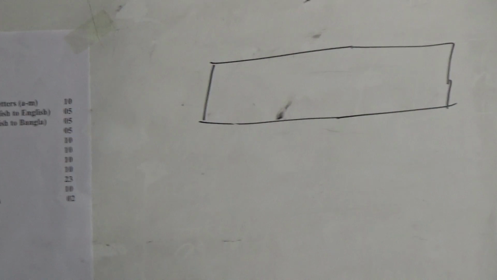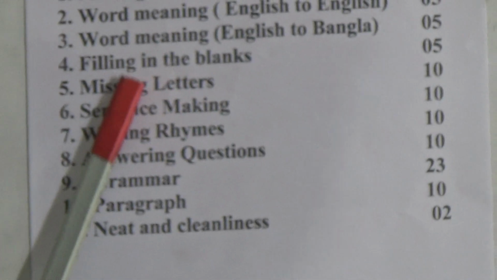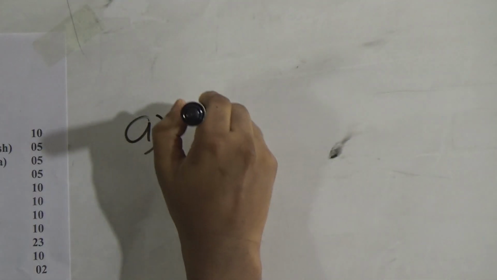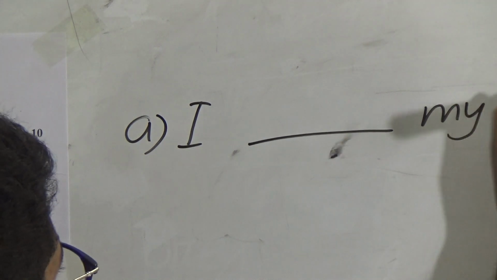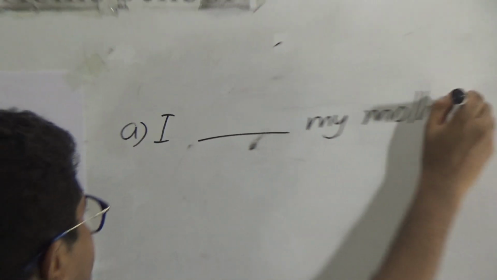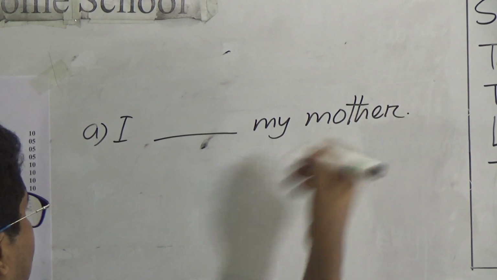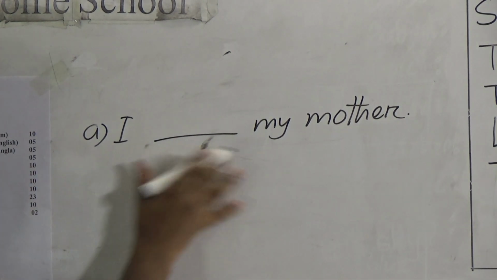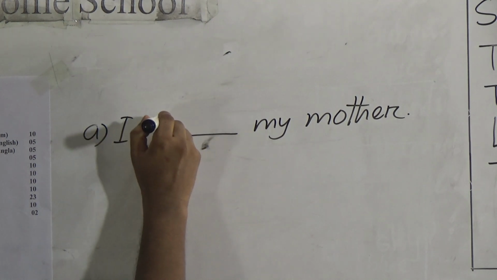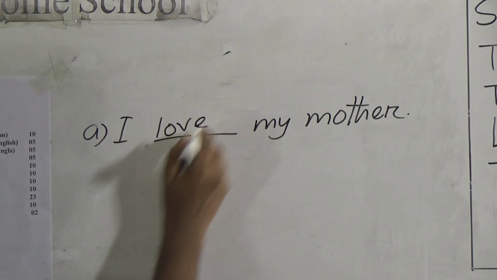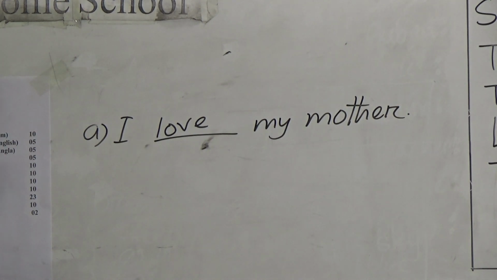number 4, fill in the blanks. Number 4 will be fill in the blanks. The sentence will be like this: I dash my mother. This is not your syllabus, but I am showing you just only. So fill in the blanks will be like this. I dash my mother. In the dash, in the upper portion, you will write the answer. I love my mother. Okay.